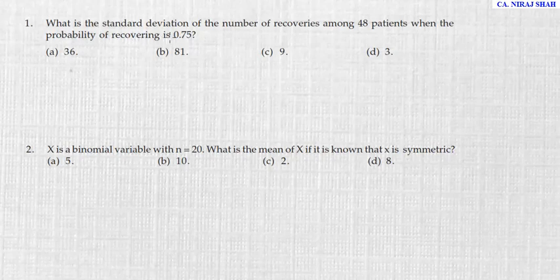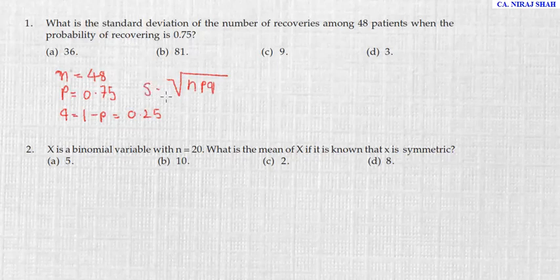What is the standard deviation of the number of recoveries among 48 patients when the probability of recovering is 0.75? Here n is equal to 48, p is given to us as 0.75, this is the probability of recovery, so q will be 1 minus p, which is equal to 0.25. Now, in binomial distribution, the standard deviation is under root npq.